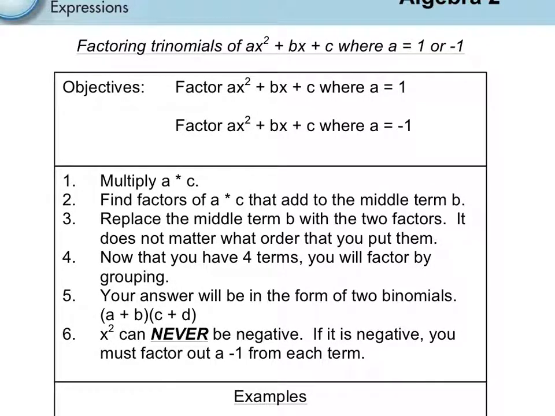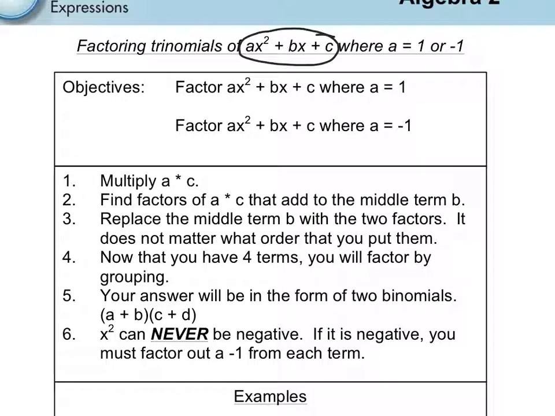Okay, I'm in section 4.4. I'm on the simple trinomials examples. So we are going to be factoring trinomials where a is 1 or negative 1. Now, a couple things on here. Here's what your basic trinomial is going to look like.